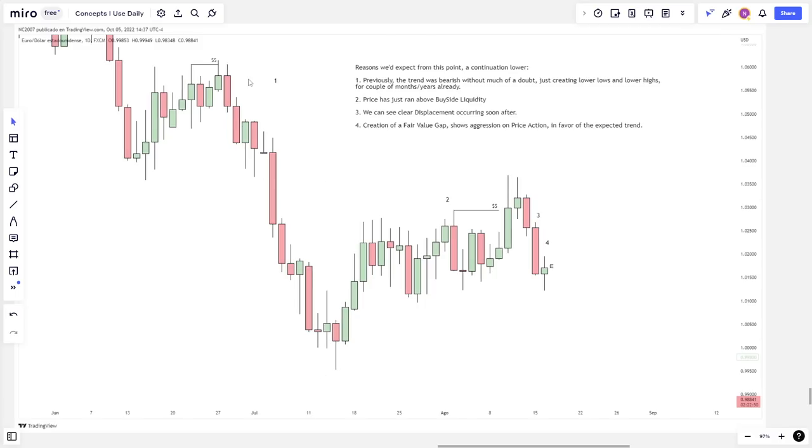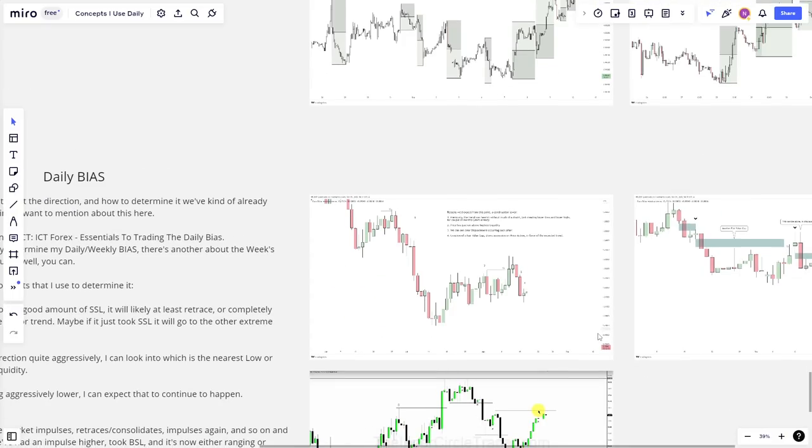Again, it retraced up to a premium price, right? Because the 50% is in between this low and this high, somewhere around these areas, right? Somewhere around these areas. We have a daily fair value gap in here as well. And of course, the buy side liquidity that we already discussed. Multiple reasons to believe why price could continue going lower.